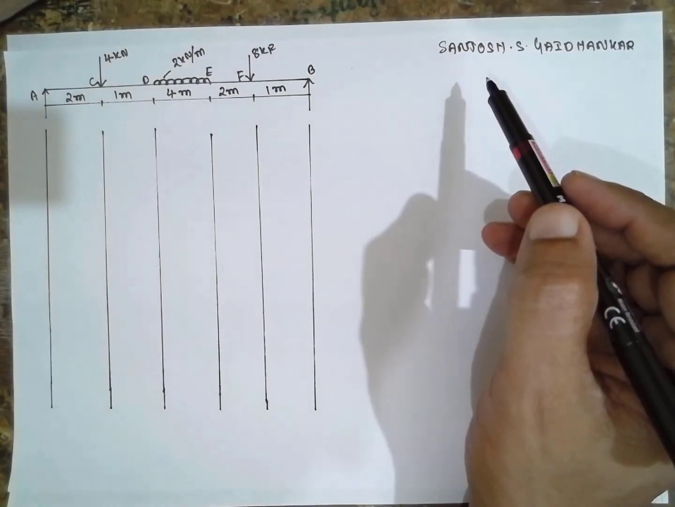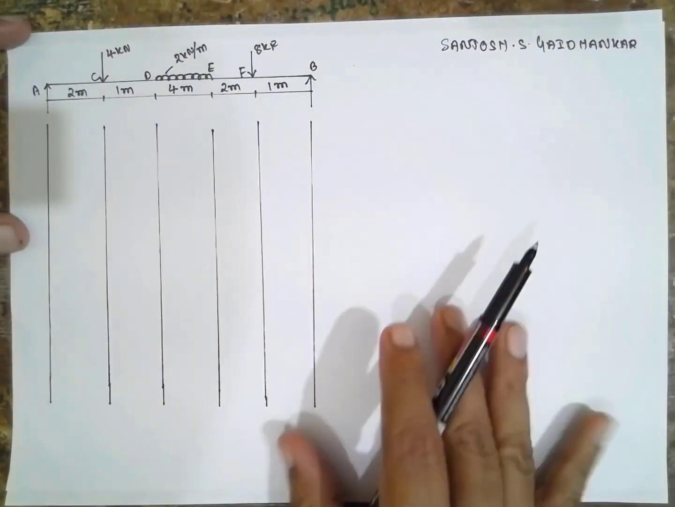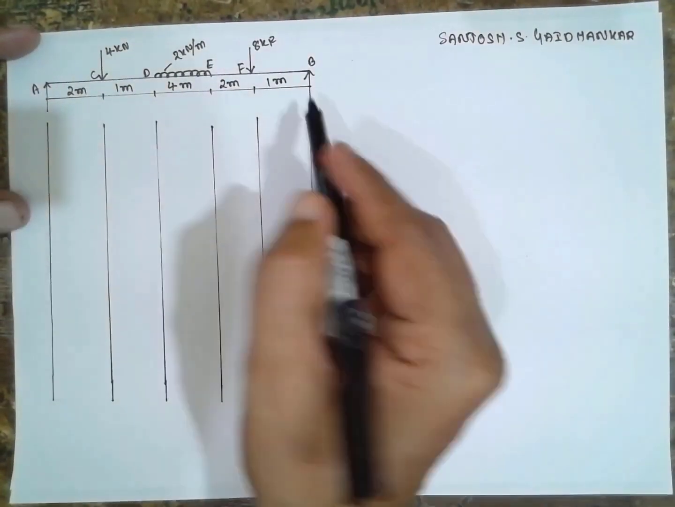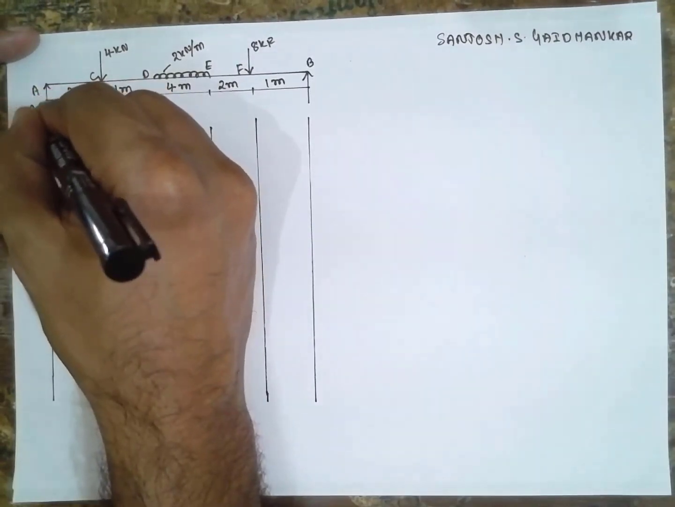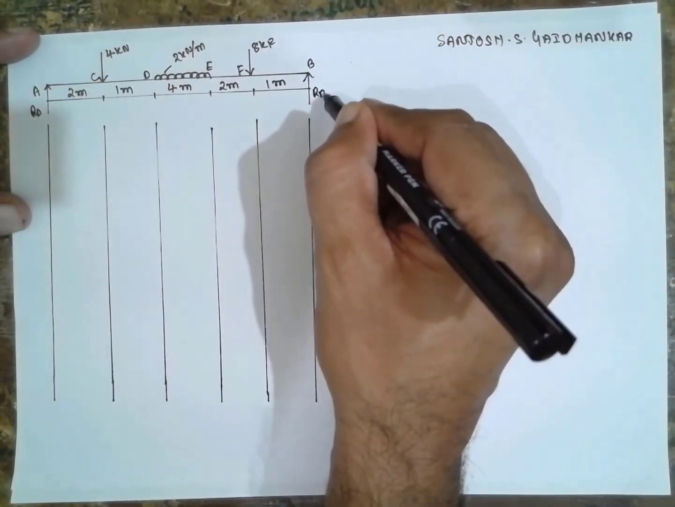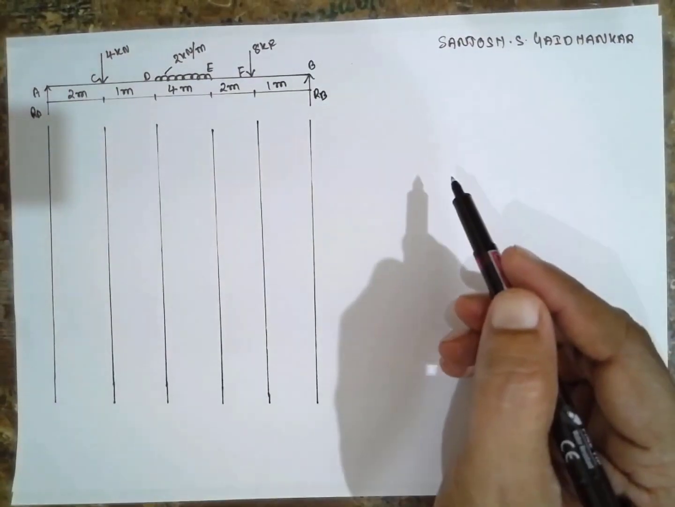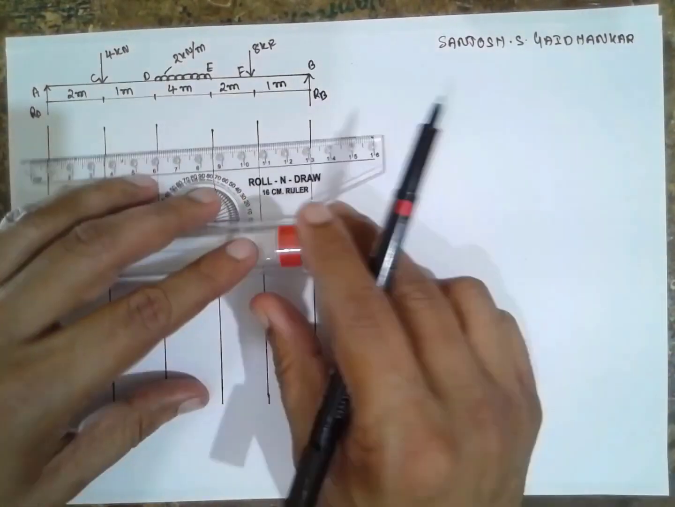Today I am solving a problem of a simply supported beam. This simply supported beam has reactions RA and RB. First I will convert the UDL into a point load, because there is a UDL on the simply supported beam.